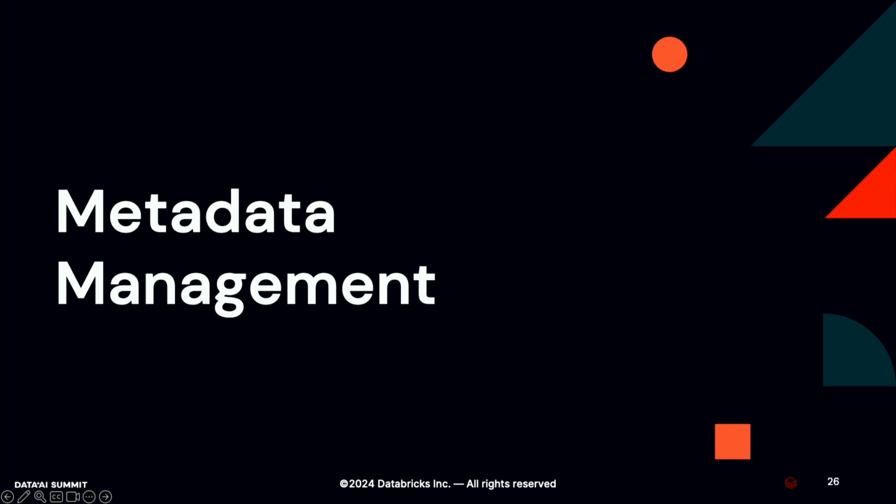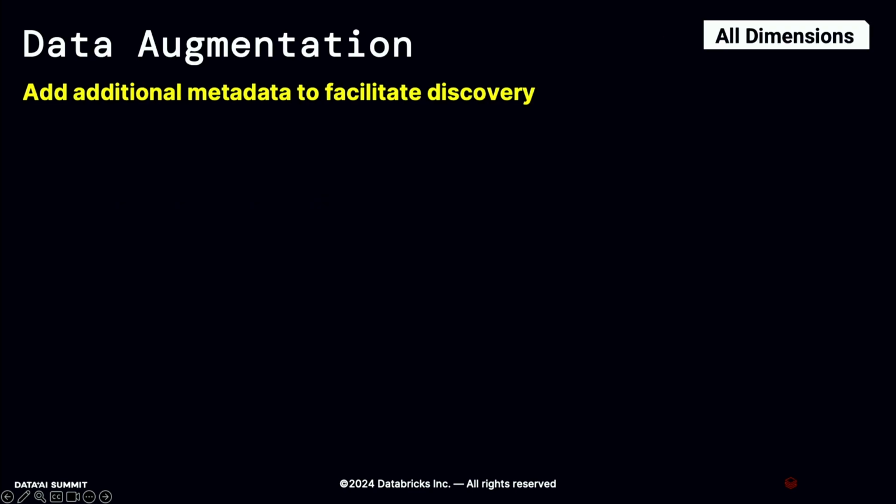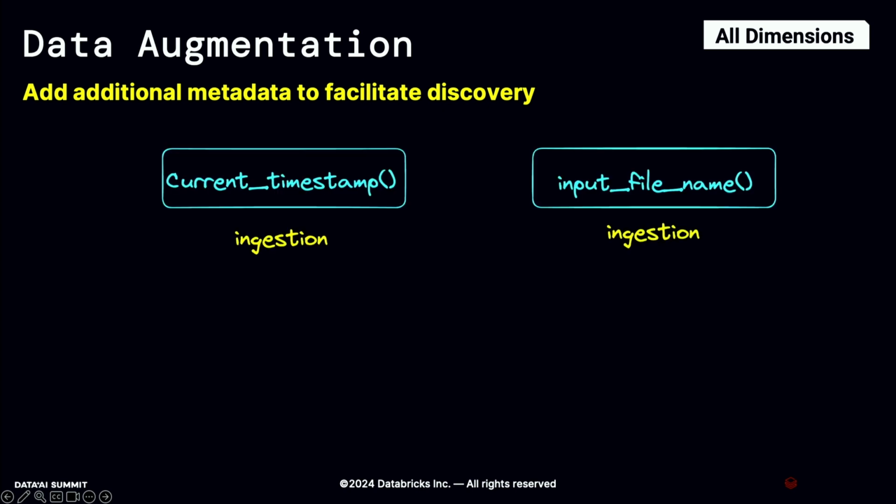And then an important dimension of data quality is metadata management. With metadata management, one thing you need to think about is augmenting your data. Adding metadata, so context about your data, is very important to facilitate data discovery in your organization. For this, you have a number of techniques that you can leverage. First, you can augment your data with current timestamp and input file name.